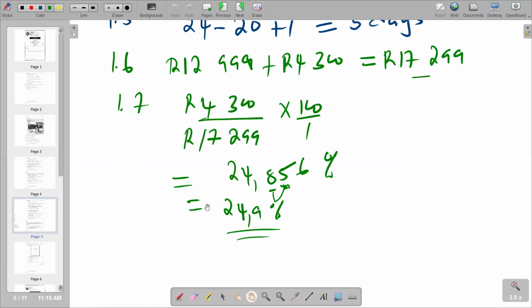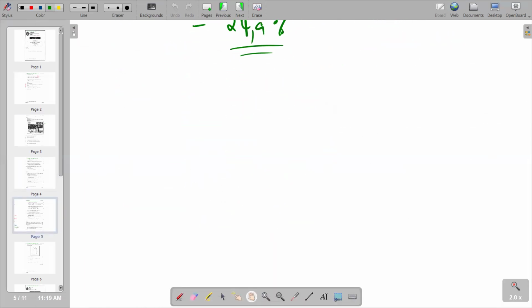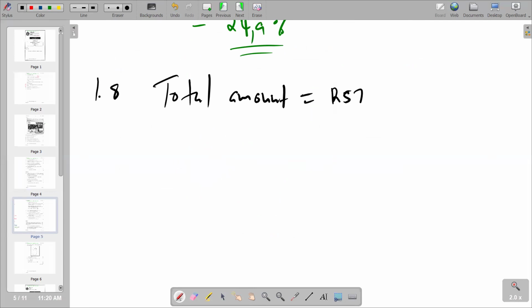So we go back to our answer section. Now we are saying this is going to be our 1.8. So on 1.8, remember we are saying total amount. Total amount is equal to 570 rands times 36. And we are going to get this 20,520 rands.